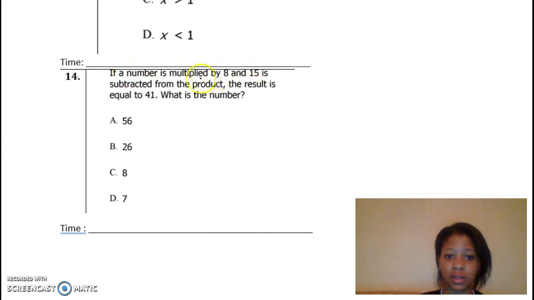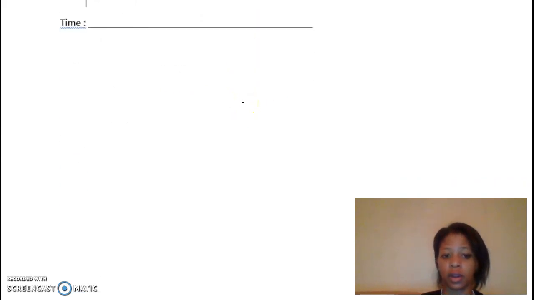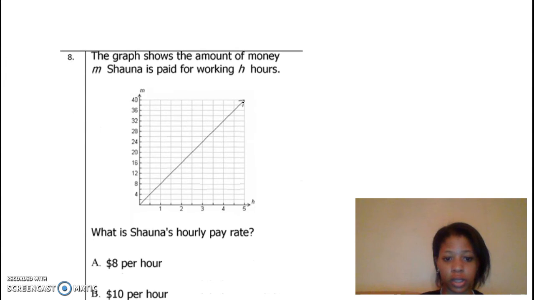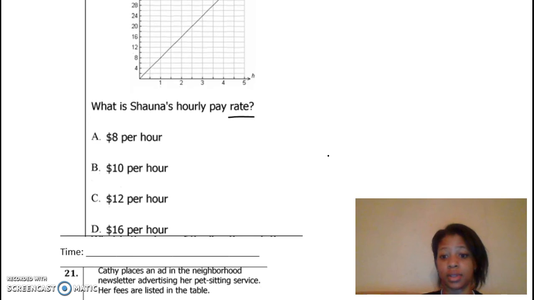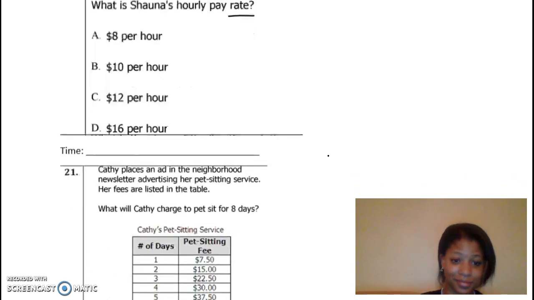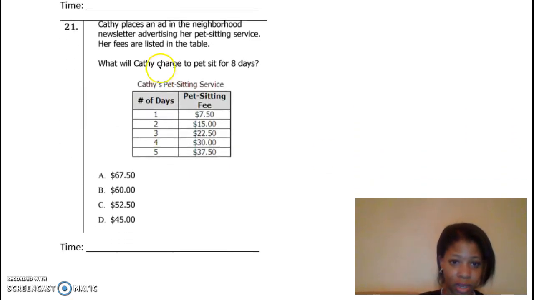You need to make sense of this. What is it asking you? What is the equation you should be writing? And then solve for your variable. Look at the graph. What is the hourly pay rate? Rate is a key word here. Okay. Rate means the same as something else. And then you're going to need to just continue out this table. And you're looking for 8 days.